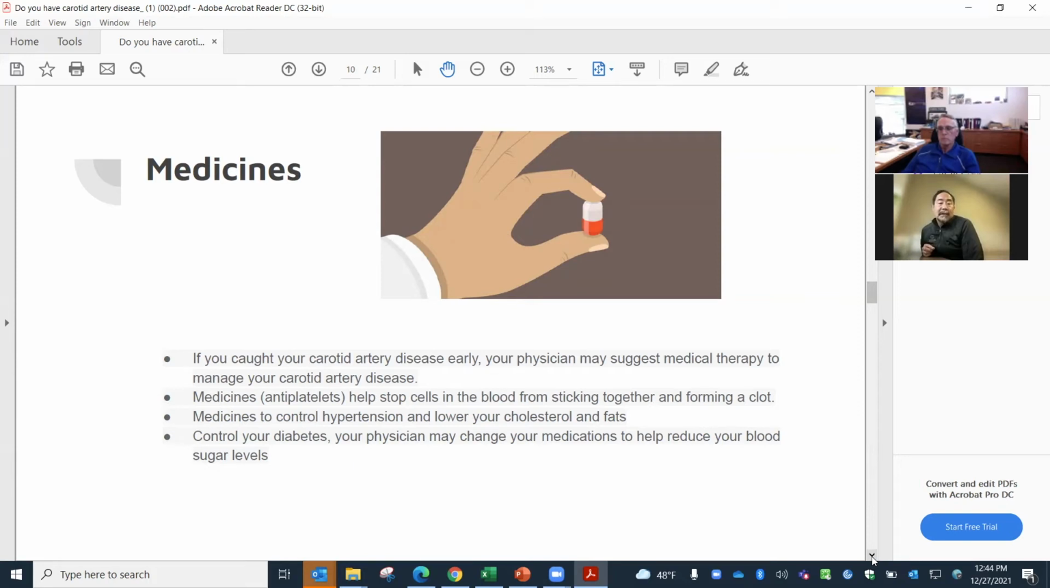Medicines also can be used to control that high blood pressure, diabetes, cholesterol, and your other risk factors. Your doctor may treat you more aggressively than if you didn't have known carotid artery blockages. So that's the nuts and bolts of medical therapy for blocked arteries. And this goes the same for blocked arteries in the heart as well as blocked arteries in your neck. Next slide.